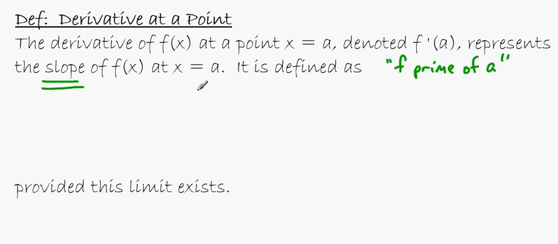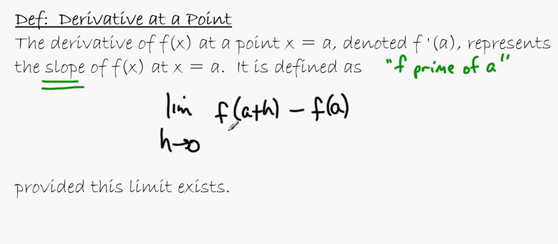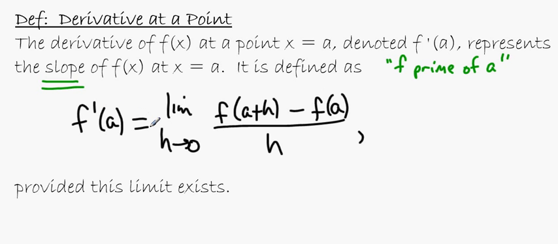It is defined as the limit as h approaches 0 of f at a plus h minus f at a over h. That's f prime of a is the limit as h approaches 0 of f of a plus h minus f of a over h, provided this limit exists.